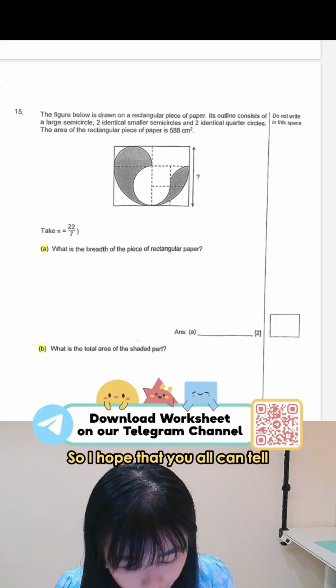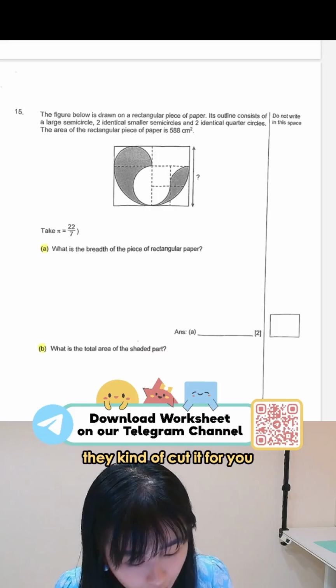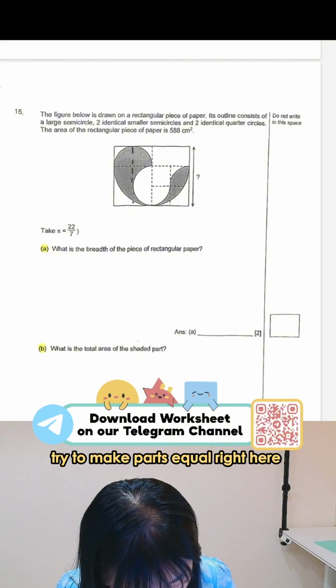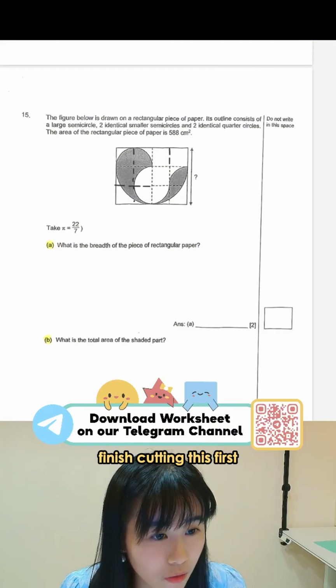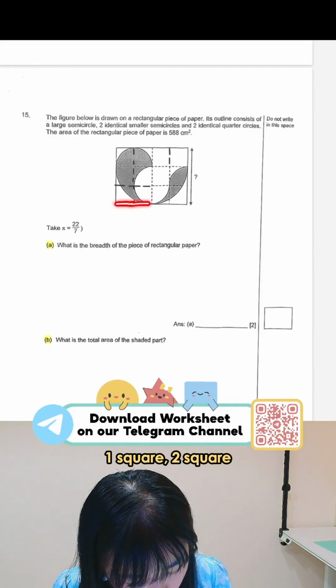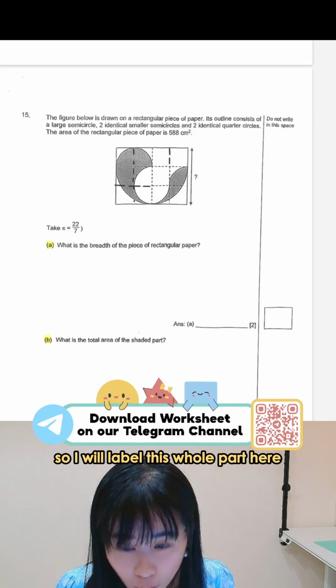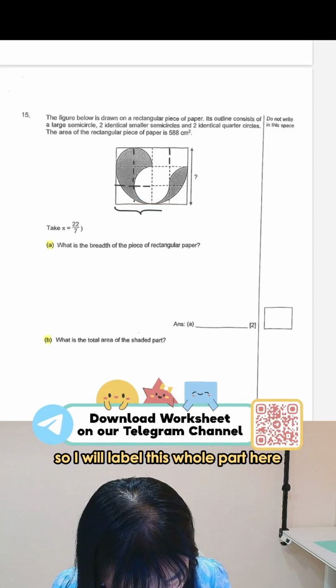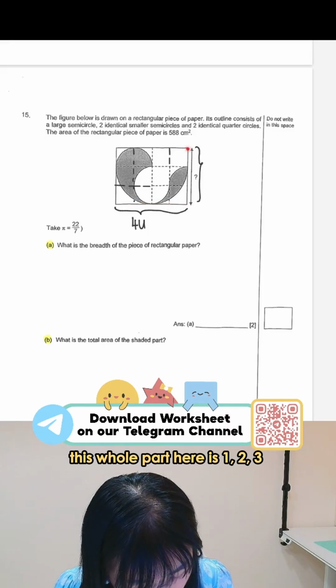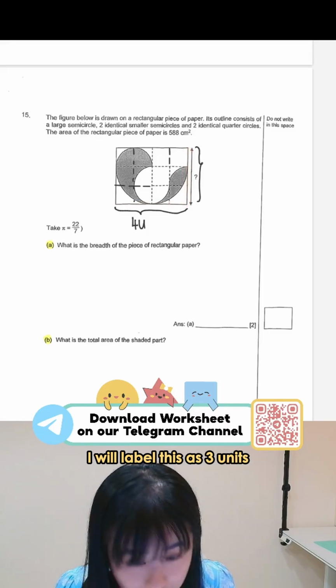So I hope that y'all can tell, based on the dotted line, they kind of cut it for you, right? If you continue cutting it, try to make parts equal right here. Finish cutting this first. Then after that, you go and count first. 1 square, 2 square, 3 square, 4 square. Okay, so I will label this whole part here is equivalent to 4 units. This whole part here is 1, 2, 3. I will label this as 3 units.